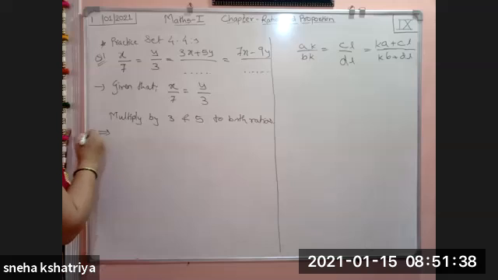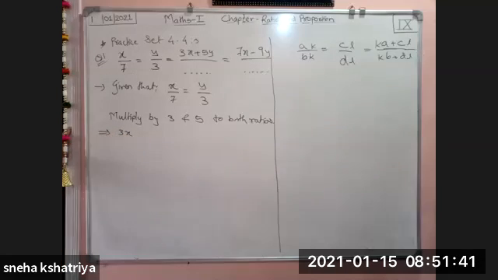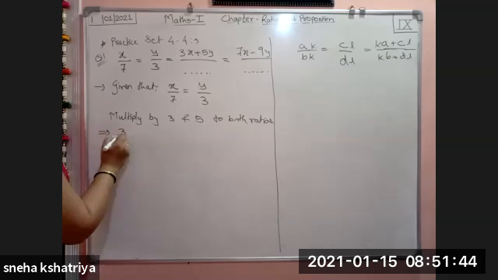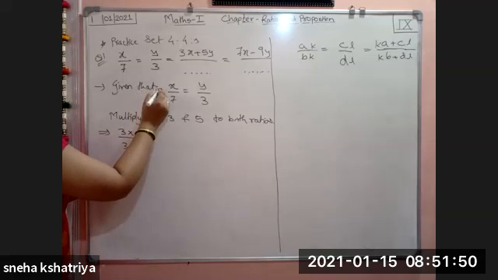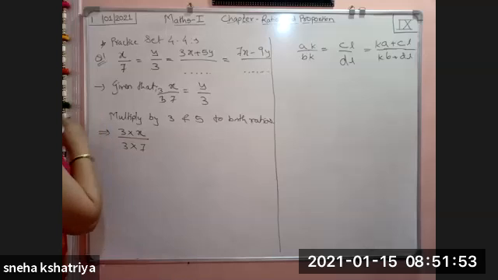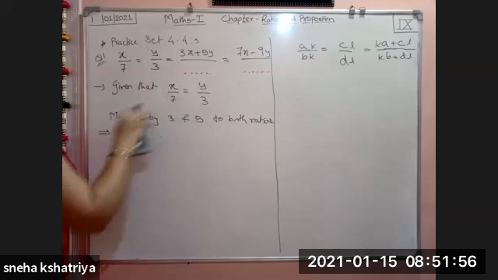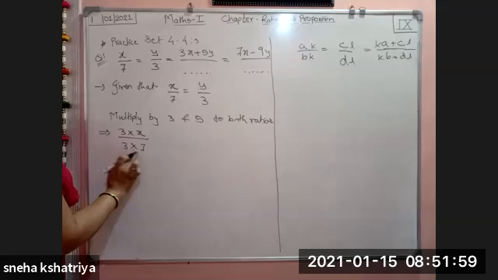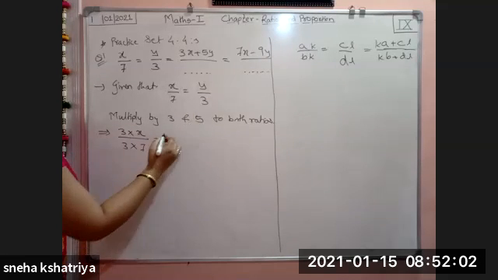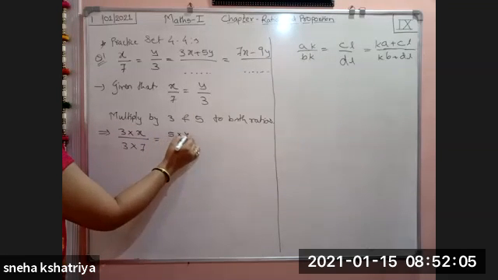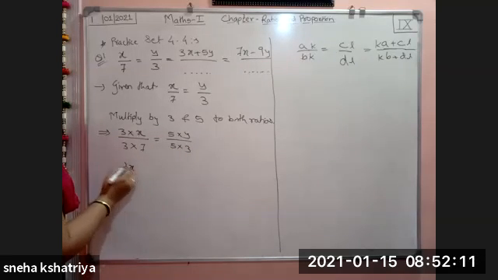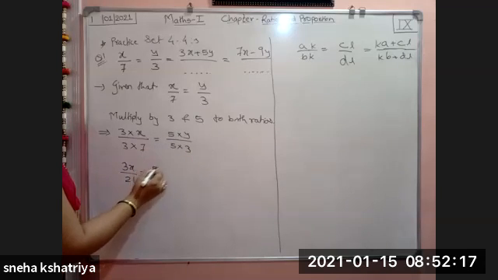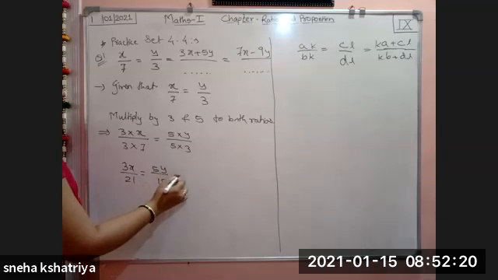So how will we multiply? 3x, write it like this: 3 into x divided by 3 into 7. See, if any number is multiplied to this ratio, then it is multiplied to the numerator and denominator both. So what did we do? 3 is multiplied to x and 3 is multiplied to 7. And 5 we have to multiply to y, so 5 into y divided by 5 into 3. So what will we get? 3x upon 21, which is equal to 5y divided by 15.